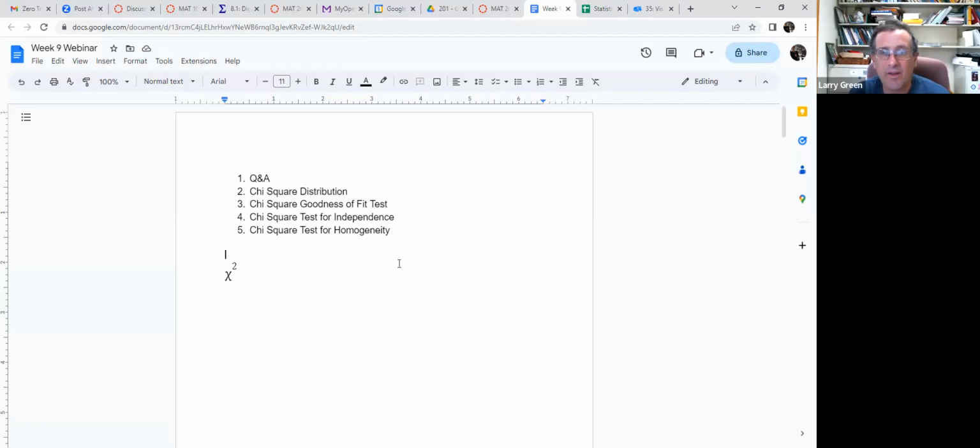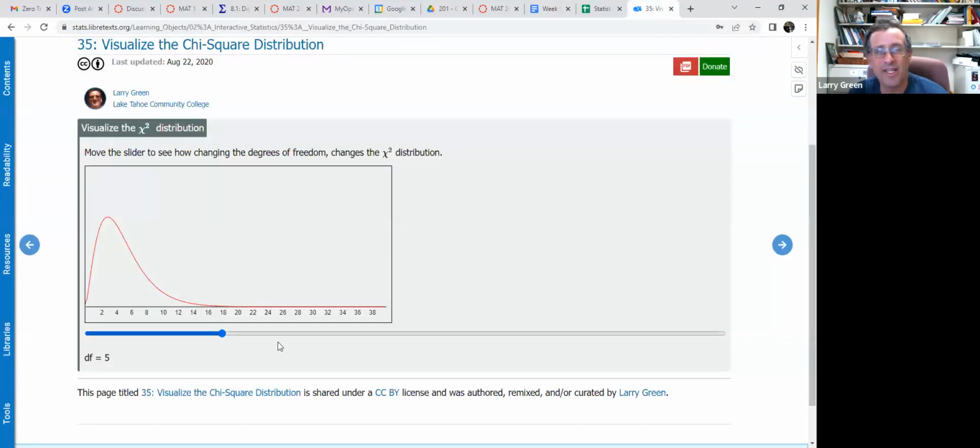Okay. So if there's no questions, I want to talk about the chi-square distribution. It's a distribution that's going to work for this qualitative stuff. And I can't get into the details, at least I can show you a picture. So first thing, there's something called degrees of freedom. If you have more choices for the answer, you have more degrees of freedom, it turns out.